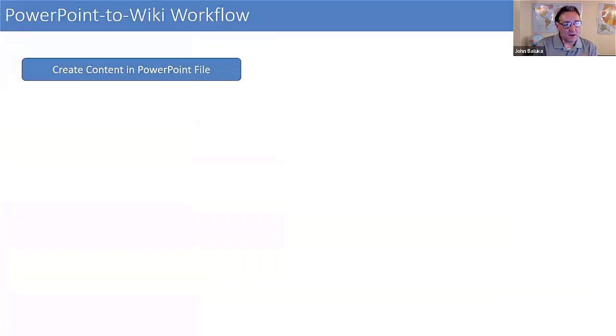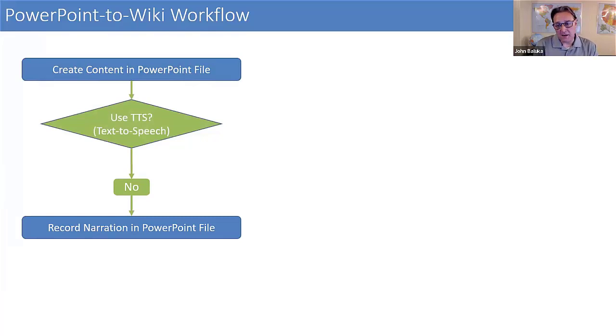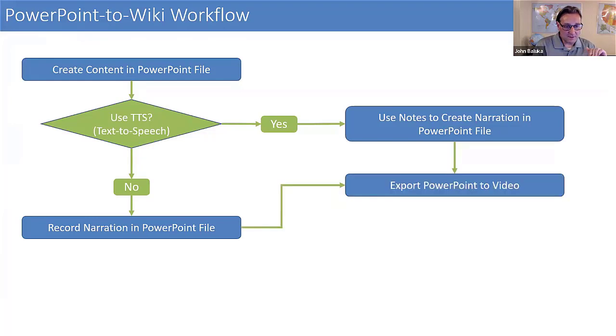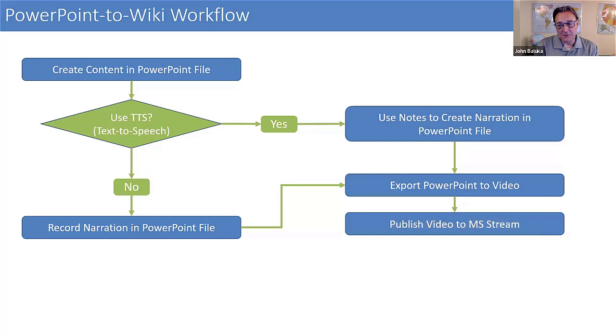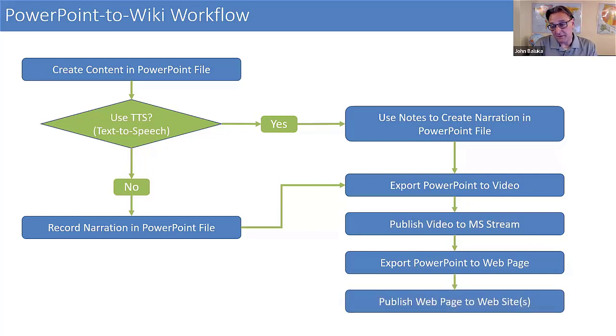And where I see this going is that when you really break down this workflow, you first create this in PowerPoint or some slide-based tool, then you decide whether or not you want to use text-to-speech. If you don't, then you record the narration like you can in PowerPoint and Keynote and other tools. Otherwise, you use text-to-speech, which then will be utilized to export the PowerPoint to a video. Then you publish to a video service like Microsoft Stream. And then you export the PowerPoint to a web page. And then you publish the web page to where it makes sense.